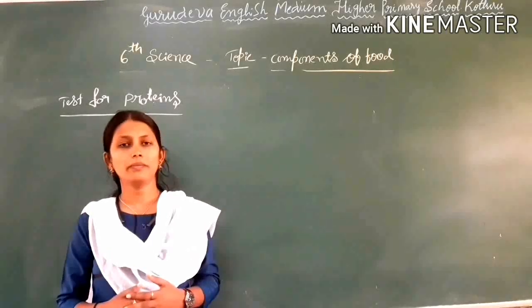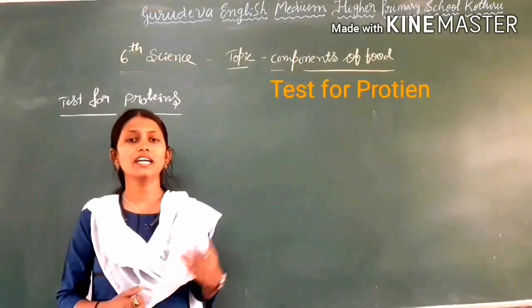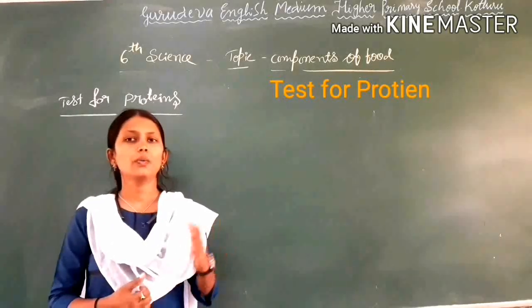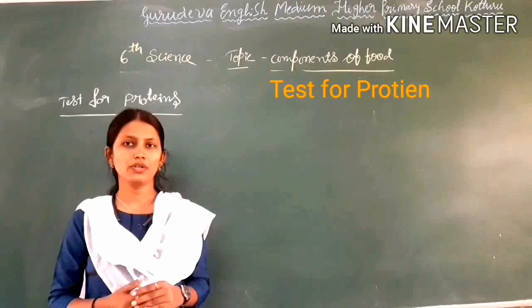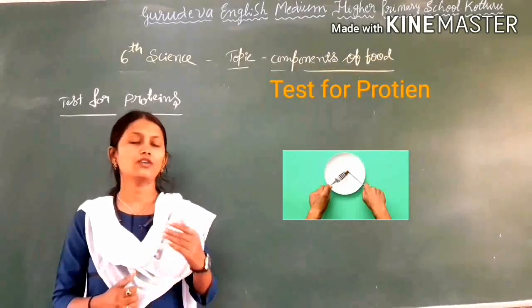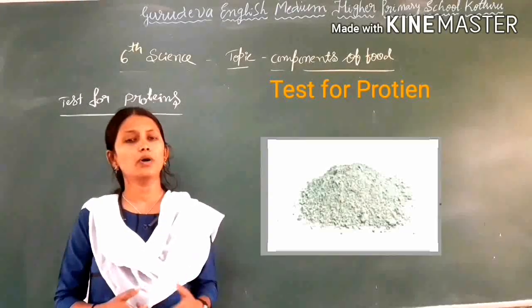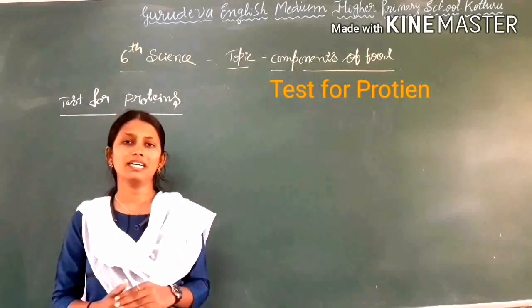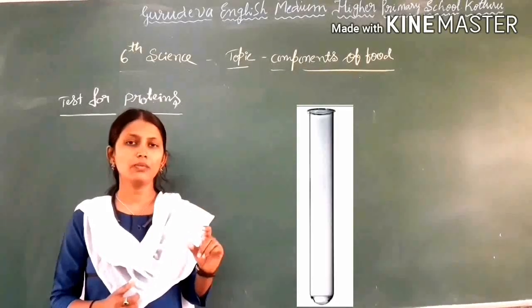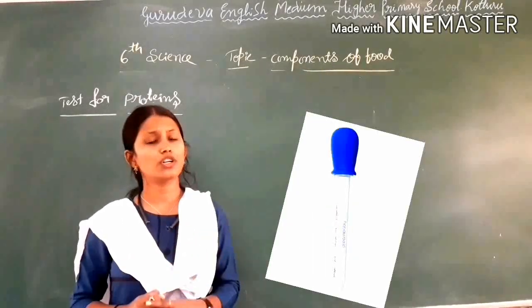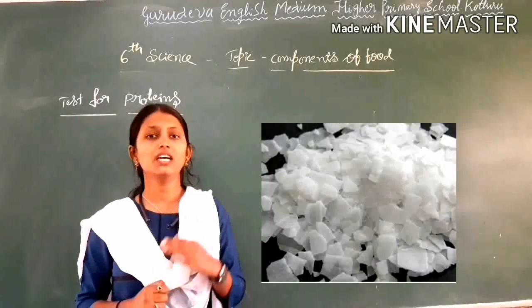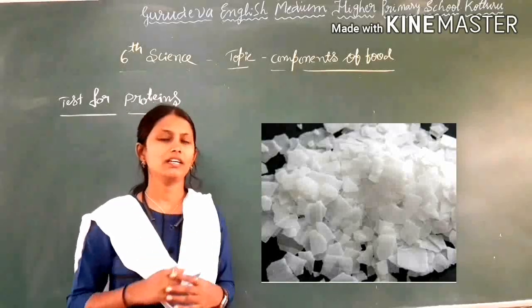Now let us perform another activity, the test for proteins. To test for proteins, we need some quantity of the food item. If it is solid, we have to make it into a paste or powder. Take the powdered food item in a clean test tube. To that test tube, add 2 drops of copper sulfate solution and 10 drops of caustic soda solution.